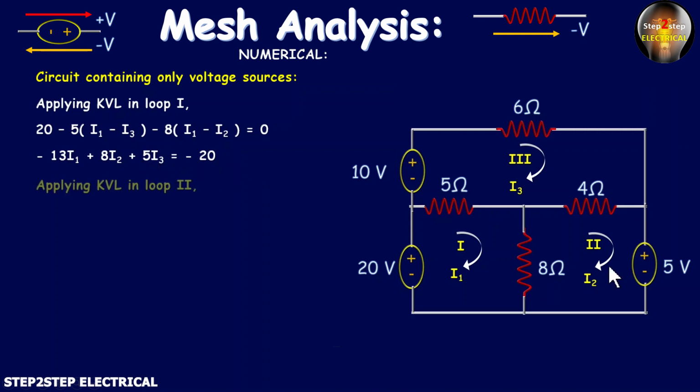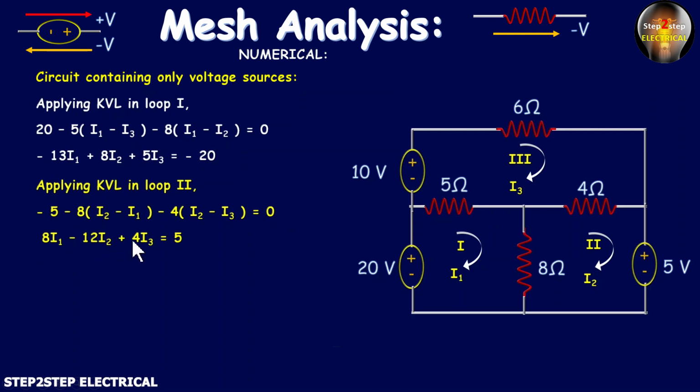So let's apply KVL in loop 2, and once we apply we can write minus 5. Here why minus 5? Because the current is flowing from positive to negative, so it is minus 5 and minus 8 into (I2 minus I1). Why I2 minus I1? Because we are applying KVL in loop 2 and I2 is the current of loop 2. Minus 4 into (I2 minus I3) is equal to 0. On simplifying we can write 8 I1 minus 12 I2 plus 4 I3 is equal to 5. So this is the second equation.